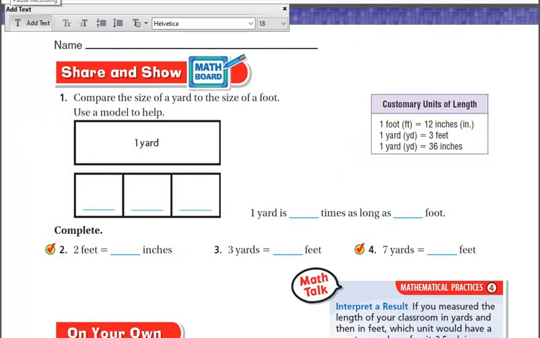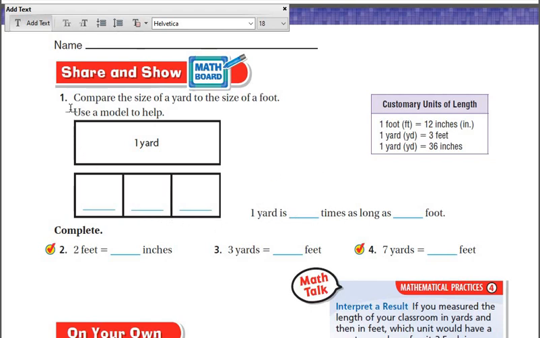In your book, page 649, you will find this table. We have here customary units of length. 1 foot equals 12 inches, 1 yard equals 3 feet, and 1 yard also equals 36 inches. So we have to memorize it well by heart to convert from one unit to another.